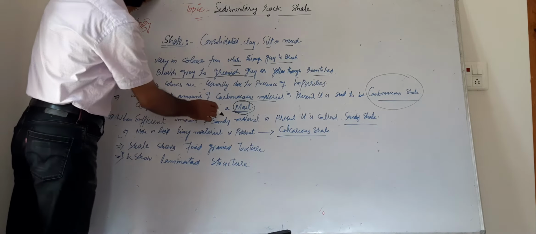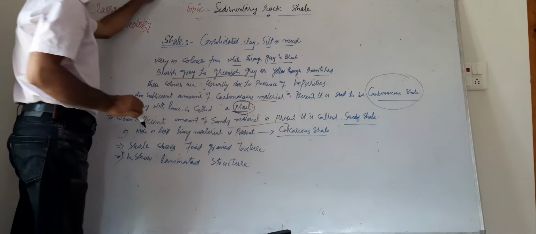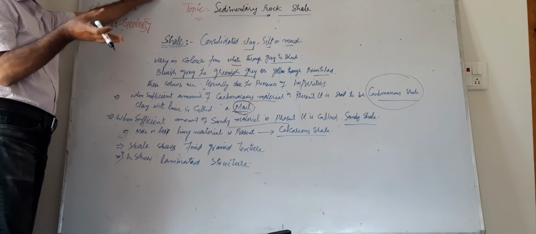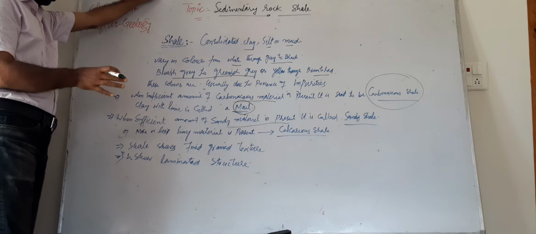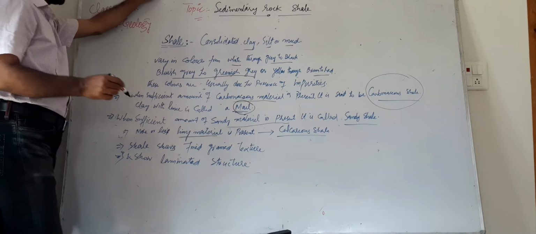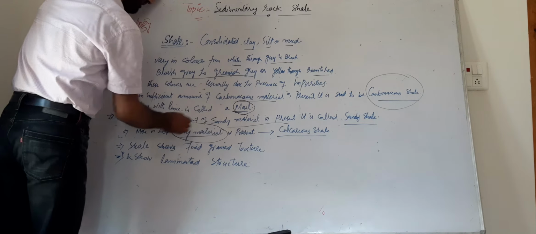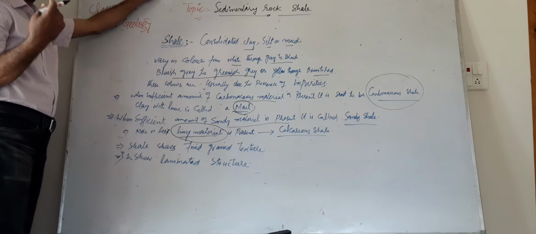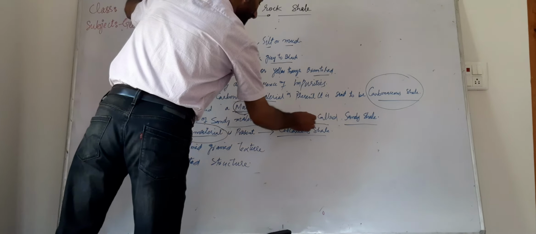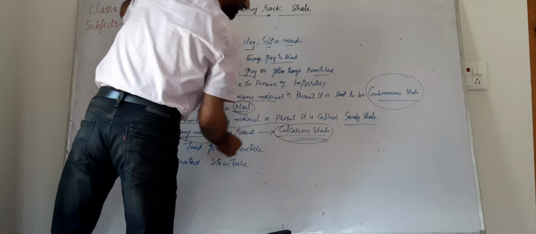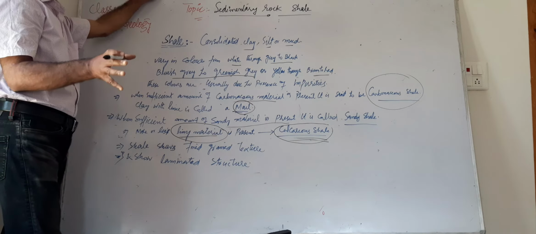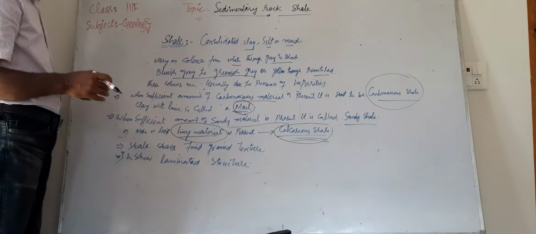When a sufficient amount of sandy material is present, then it is known as sandy shale. When almost all of the material present in the shale is lime, then that type of shale is termed calcareous shale. In other words, the shale is completely composed of calcareous material, calcium carbonate material.